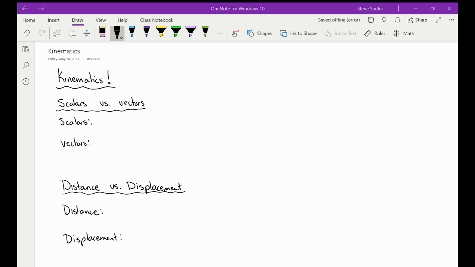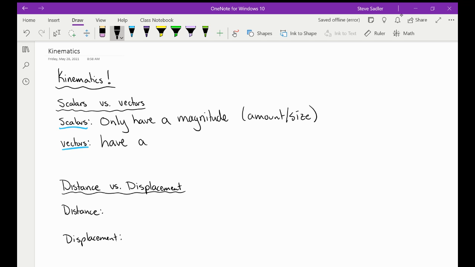So first of all, a scalar quantity. So scalars only have a magnitude or an amount or size. I'm not going to dive into that right away until we talk a little bit about vectors. Vectors have a magnitude and a direction. So the difference is that vectors have a direction.